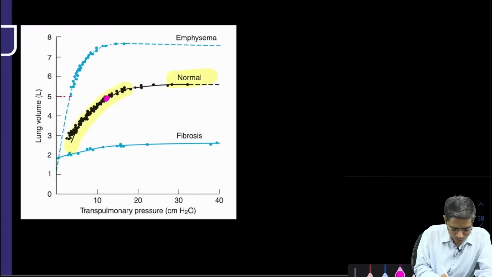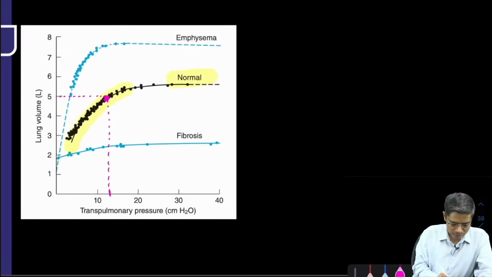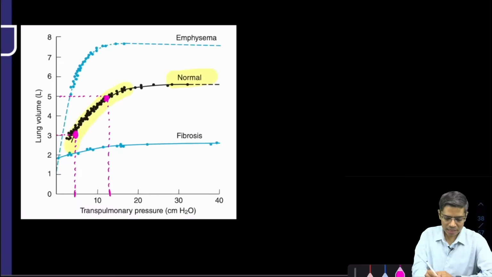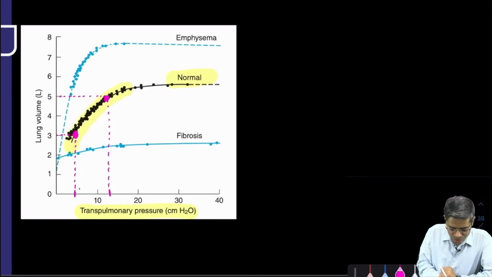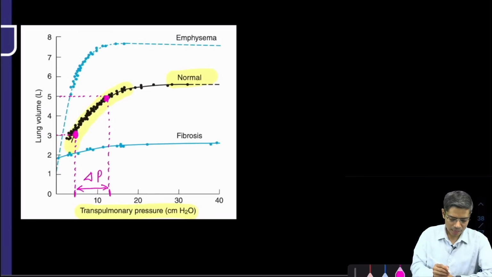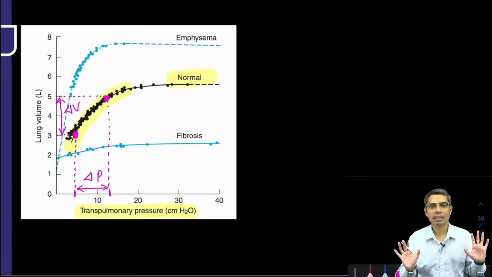So, this is one point, I am dropping a perpendicular from here, and that perpendicular I am extending onto here. And then I am dropping another perpendicular from this point, and that I am extending onto the x axis. So, x axis is what? X axis is nothing but transpulmonary pressure. So, transpulmonary pressure here is changing from this to this, means this is delta p. And for the change of this transpulmonary pressure, how much volume of the lung is changing? This is nothing but delta v. That is the only thing you have to do.